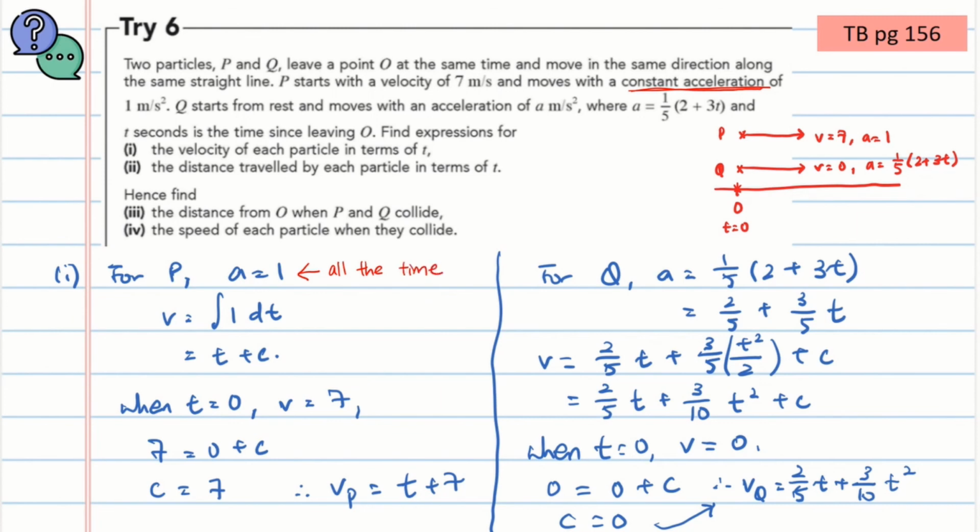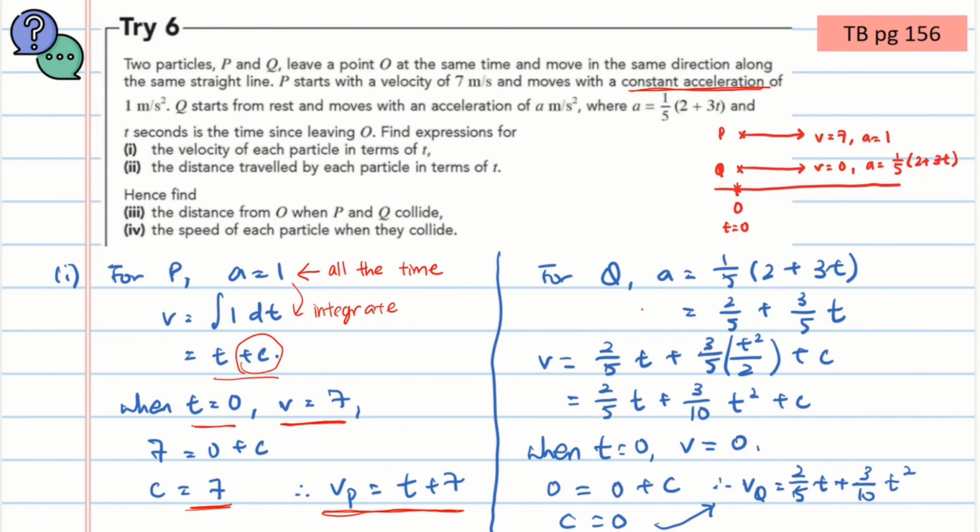Velocity being the integration of your acceleration, we do our integration, and then we have v equals t plus c. Now, I need to find out what c is, and we know that when time equals 0, velocity is equal to 7. So c will be equal to 7. Therefore, the velocity for the particle P is represented by t plus 7.